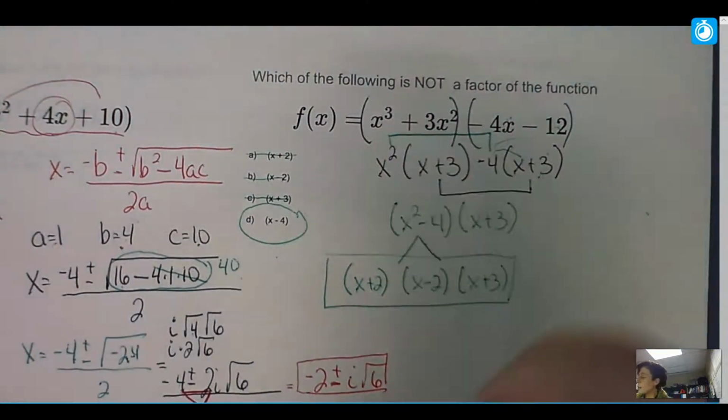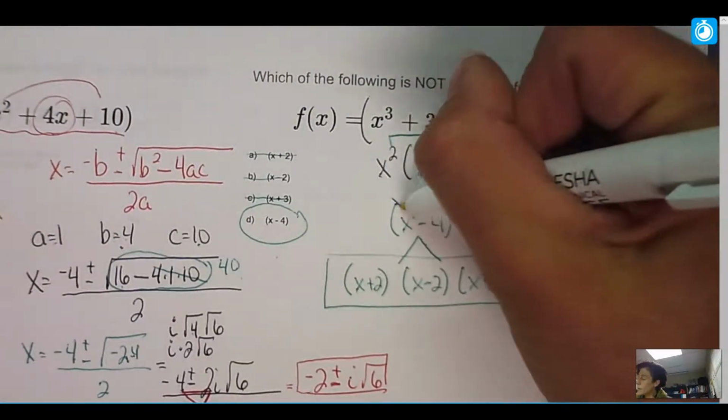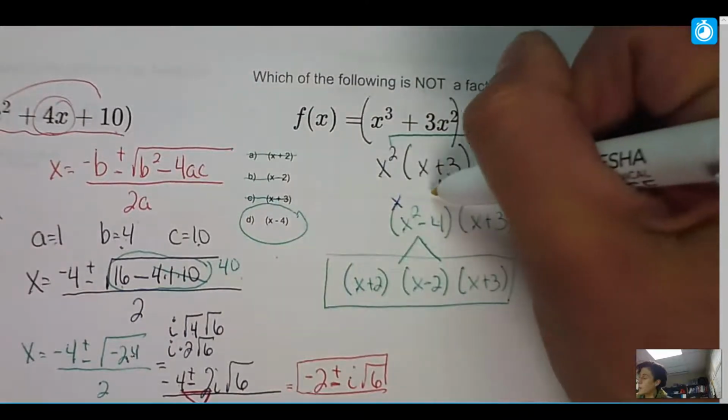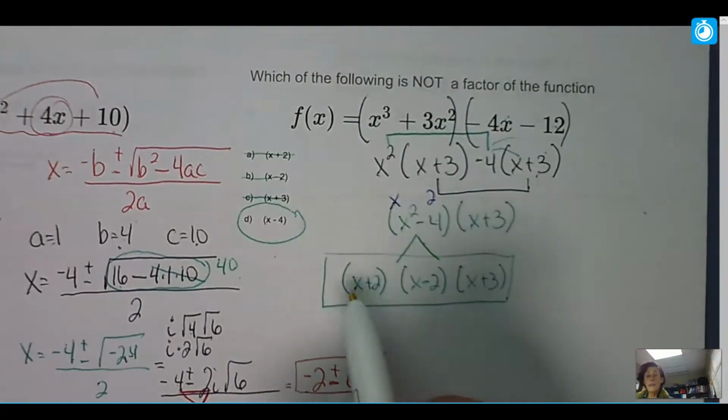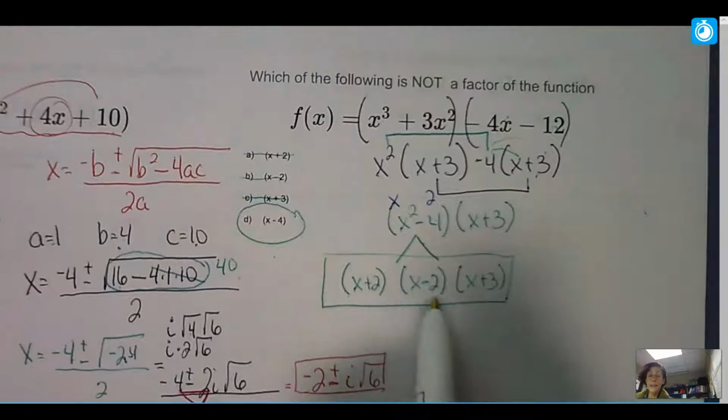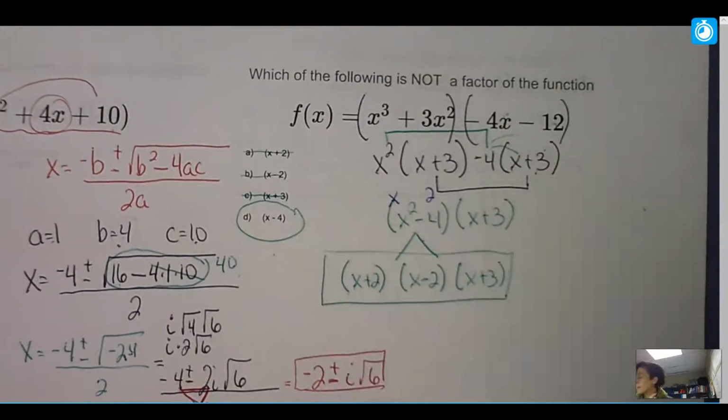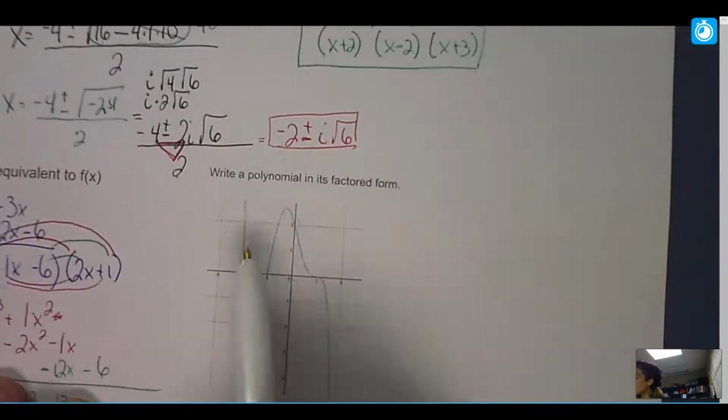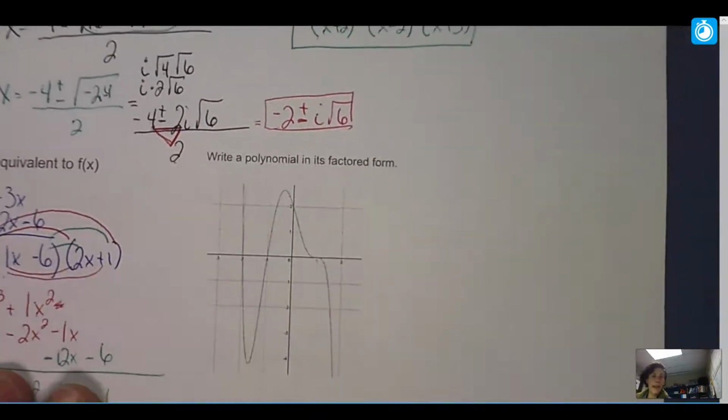And if you just don't remember what that is, you take the square root of x squared, which is x. You take the square root of 4, which is 2. They become the terms in your factor, and then you have a plus and you have a minus. And you can put the minus and the plus, it doesn't matter. So for this one, we're going to write a polynomial in its factored form.